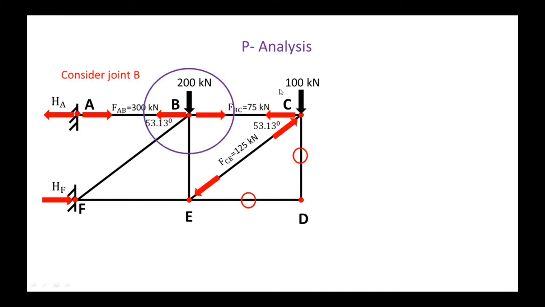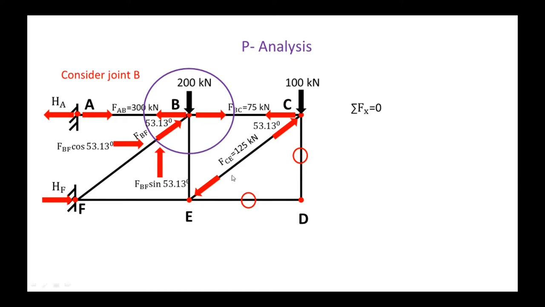So here again, at the joint B the force is away from the joint, so FBC is 75 kN. Now we are considering the joint B. We got the force in AB members and the force in BC members. Now remaining is the force in BE and BF. So now we are applying the sigma Fx condition at the joint B. Initially we are assuming the direction of this FBF toward the joint.